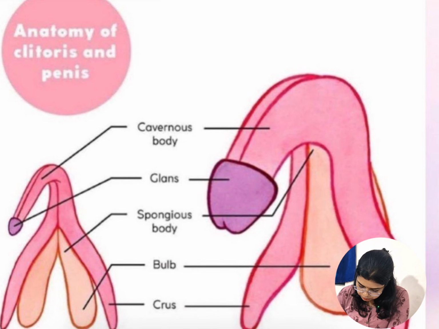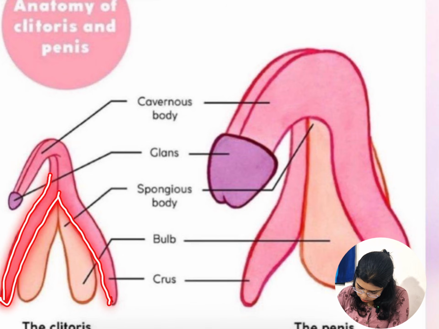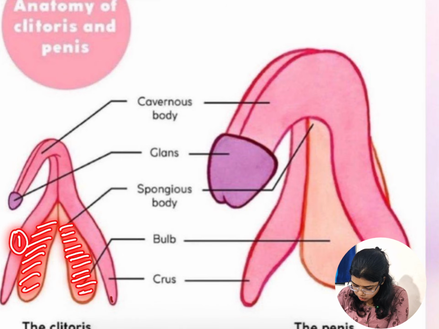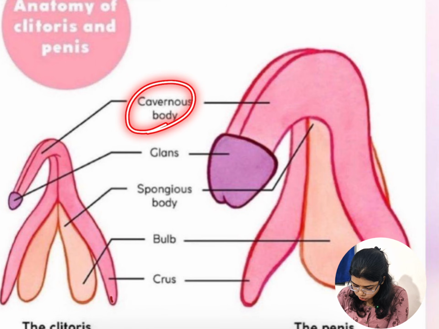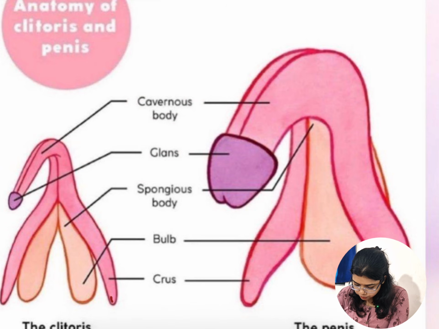See this one picture, okay. Anatomy of the clitoris and penis. These are the two crura. Here one crura, here another crura. It joins to form the cavernous body, and here is the glans of the clitoris, okay. Fine. And this one is the spongiosus muscle. Along this muscle there are two crura, a cavernous body here, and then a glans, okay. Fine.